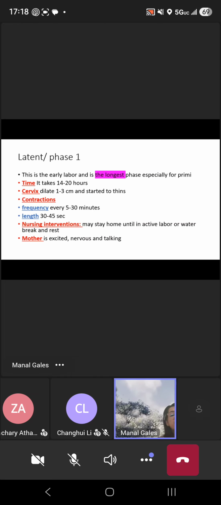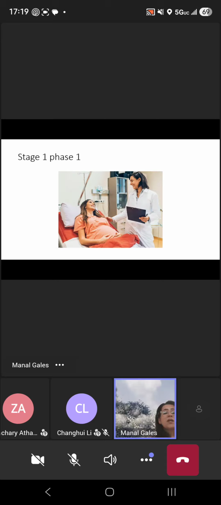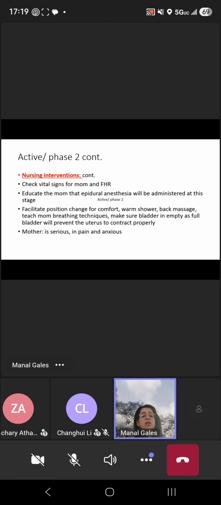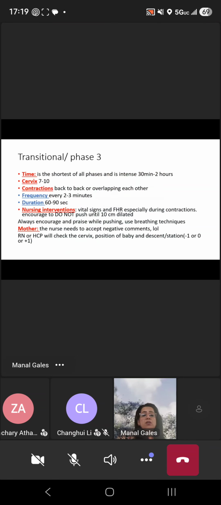What will happen in each phase? Phase 1 is the longest, and the cervix will be from 1 to 3 centimeters. Phase 2 is from 4 to 6 centimeters. Phase 3, the cervix is from 7 to 10 centimeters. Yes?